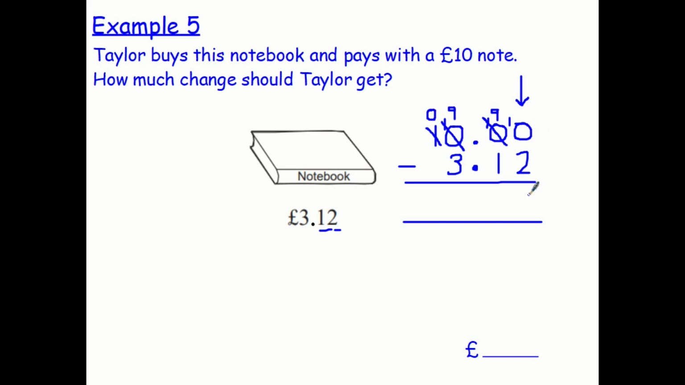10 take away 2 is 8. 9 take away 1 is 8. A nice clear decimal point there. 9 take away 3 is 6. And 0 take away, well, there's nothing there. 0 take away 0 is just 0, so you can either put the 0 there or leave it blank. And the final answer is £6.88 is the amount of change that Taylor should get.